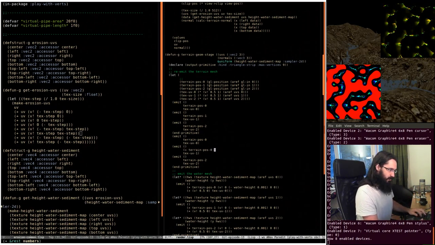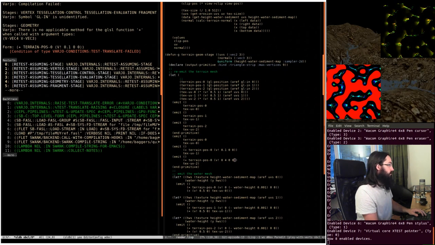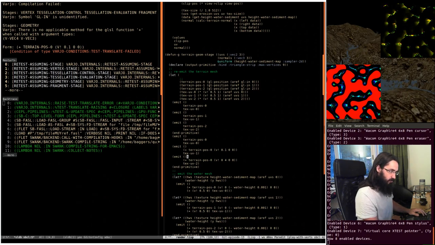Let's just take 0 and add on, I don't know, a small number to shift it over to the left, and then we've got to go up. Okay, and then we want to do terrain process 0 plus 0.4, 0. Okay, let's try. Let's see what we get if we compile that. Can't add a VEC4 to a VEC3. That's reasonable.